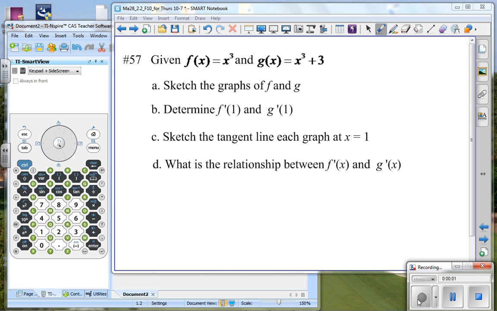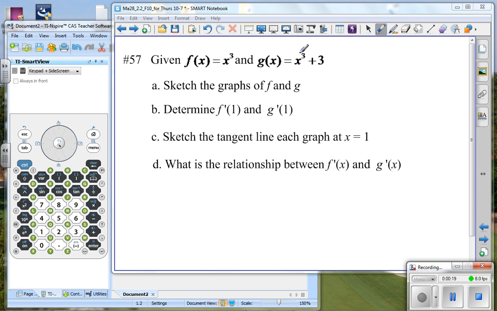Third video for section 2.2. This problem gives us two functions. f of x is x cubed and g of x is x cubed plus 3. Let's talk just for a moment. What is the relationship between these?